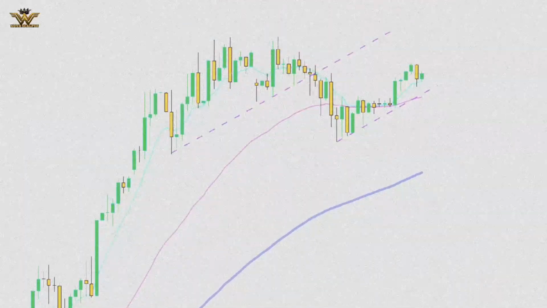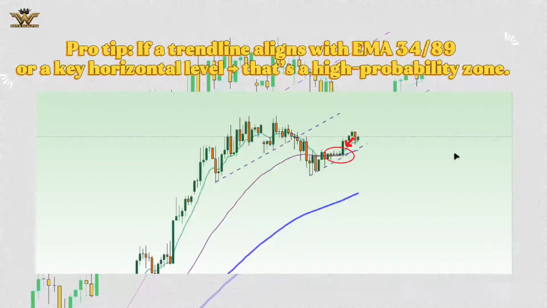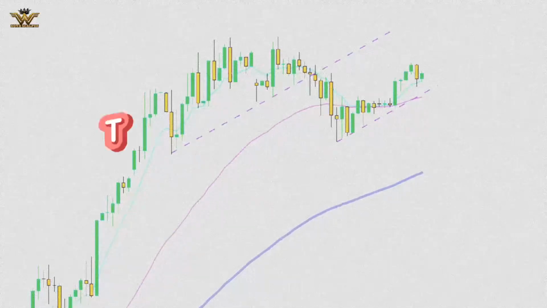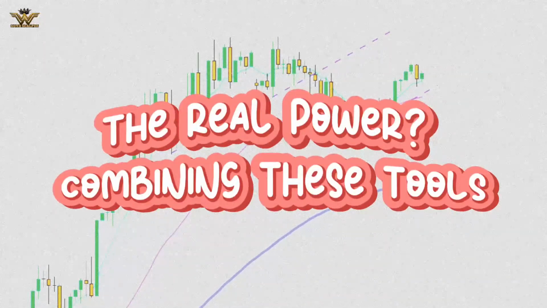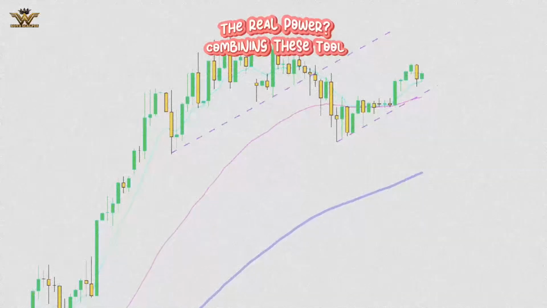And this is a pro tip for you in trading. If a trend line aligns with EMA 34 and 89 or a key horizontal level, that's a high probability zone, and don't sleep on confluence. Lastly, the real power is combining these tools. None of these tools are magic on their own, but together they build a rock-solid entry strategy.